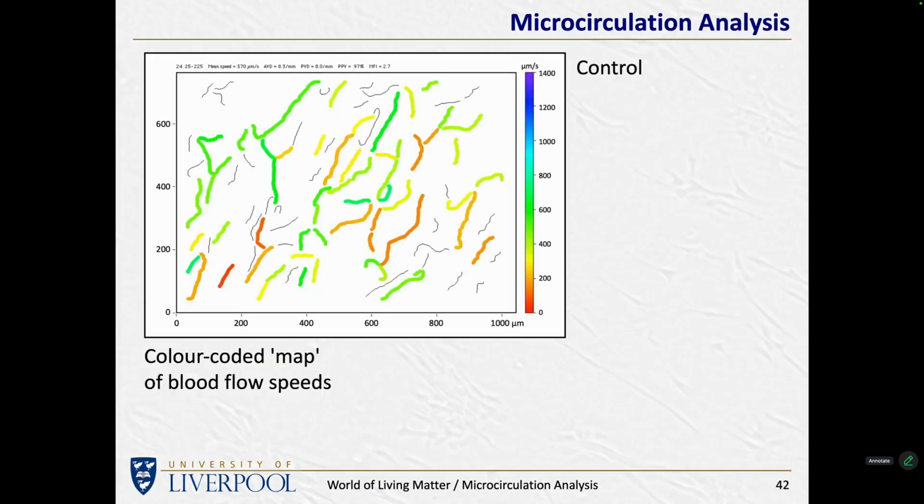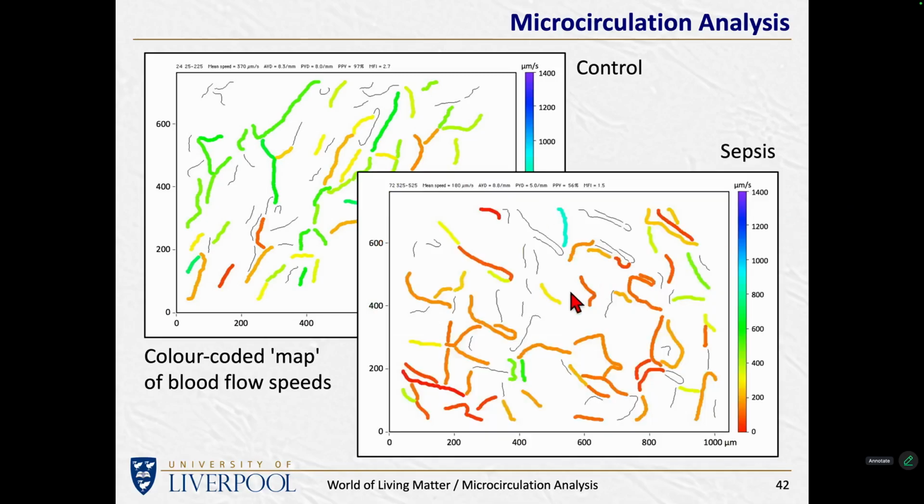I thought it was more useful to color code the map of the network to show, in a control patient, you would expect the flow to be good, in which case the color coding here would be relatively high and would be green, as indicated by the fact that the blood flow appears to be many hundreds of microns per second, whereas in a patient with sepsis you would get a lot of vessels in which the blood flow is rather poor, down here at 0 to 200 microns per second.